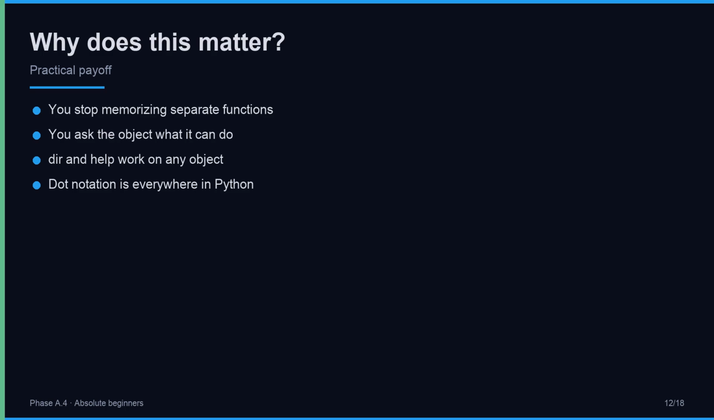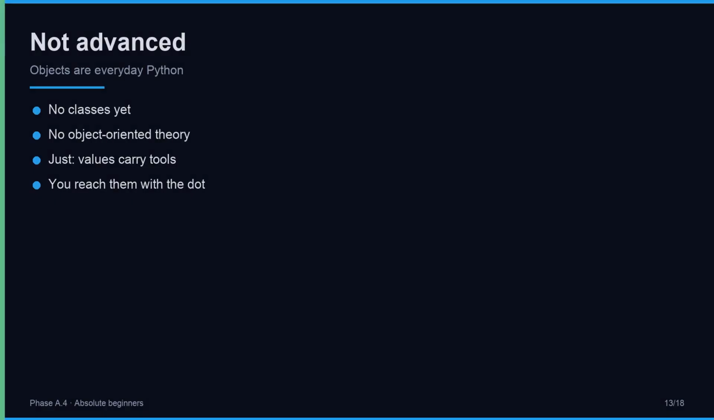Dot notation is everywhere in Python. You will see it in every library, every example, every project. Practical payoff. Let me reassure you. Objects are not an advanced topic in Python, they are everyday Python. You do not need to learn classes or object-oriented programming theory to use methods. You just need to know, a value can have tools attached, and the dot reaches them. That is the whole idea for now. Classes come much later, if ever. The dot is what matters today.